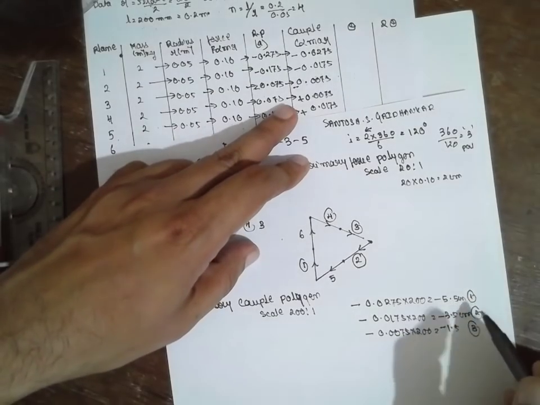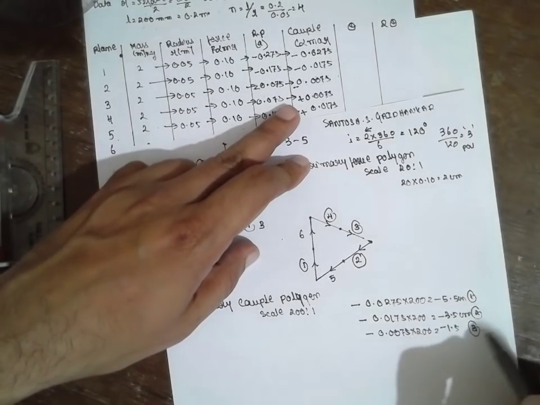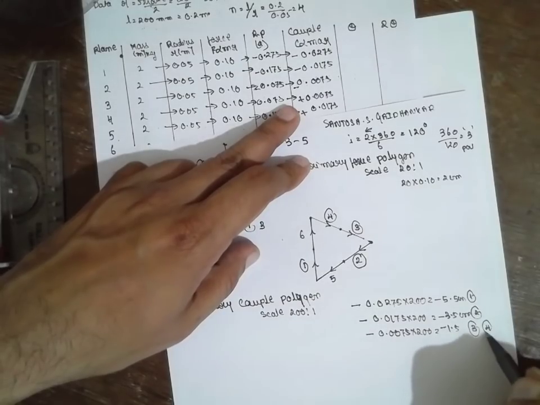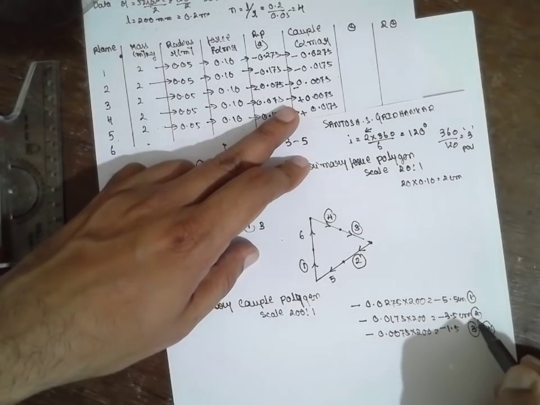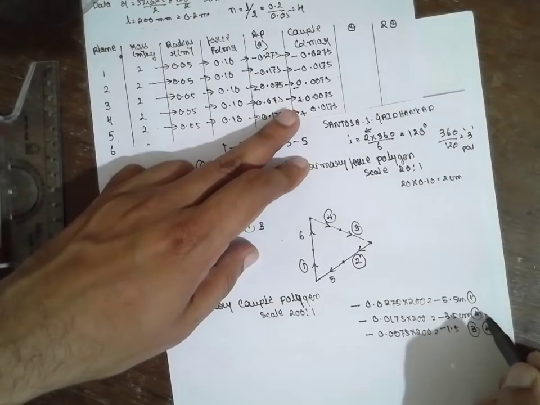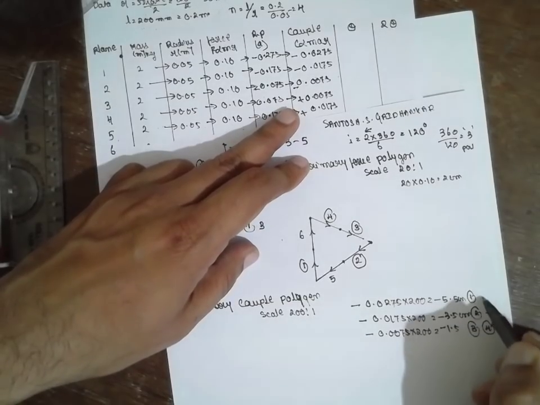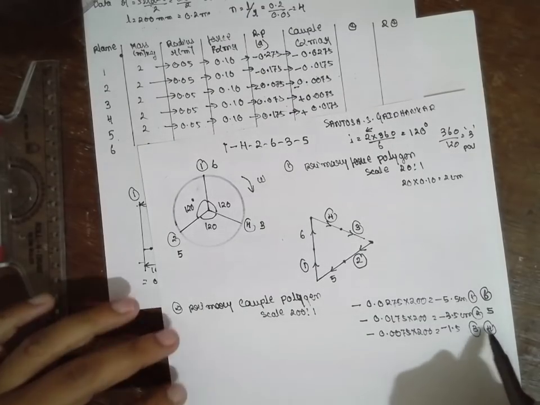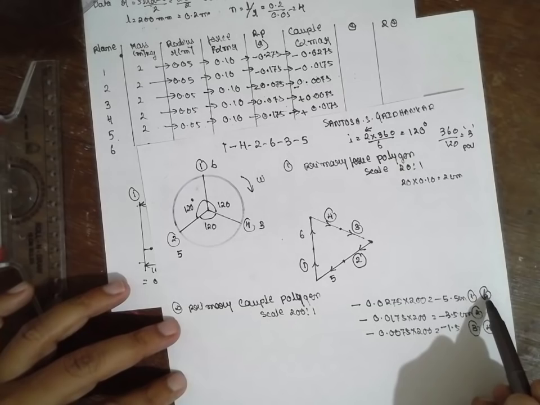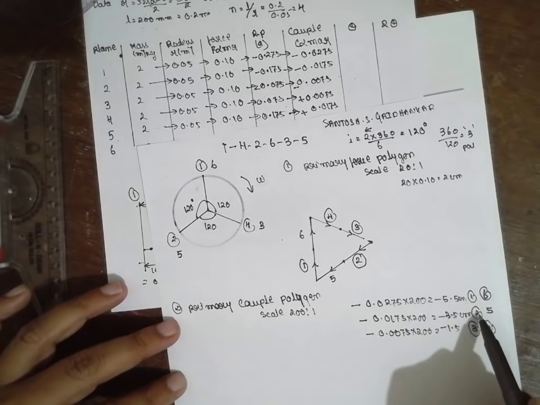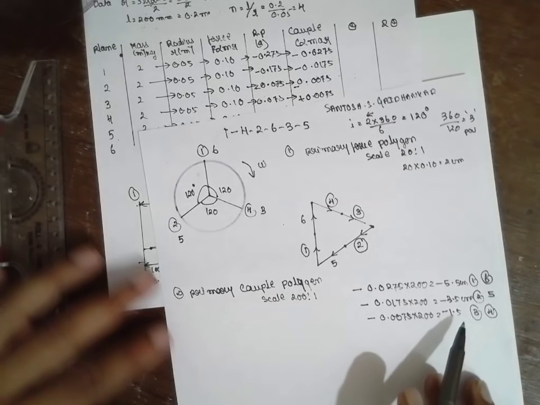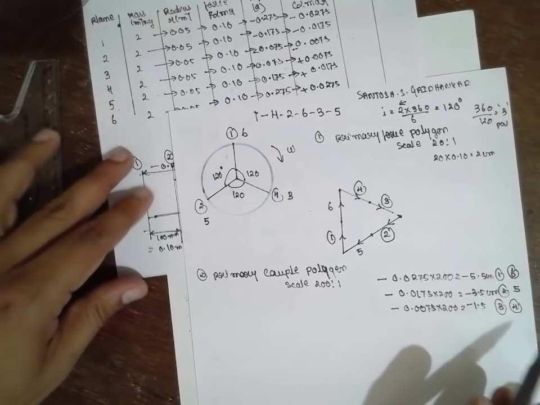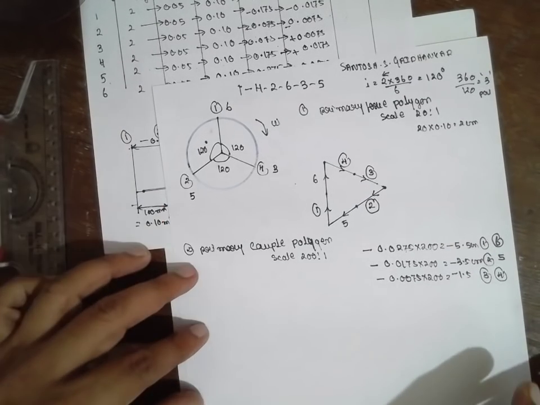Next, for 4, 1 and 4 are the same. Four, three, two, five, and six. 1, 6, 2, 5, 3, 4. These values are the same. For positive, you have to take positive. 6, 5, 4 are positive. 1, 2, 3 are negative here.